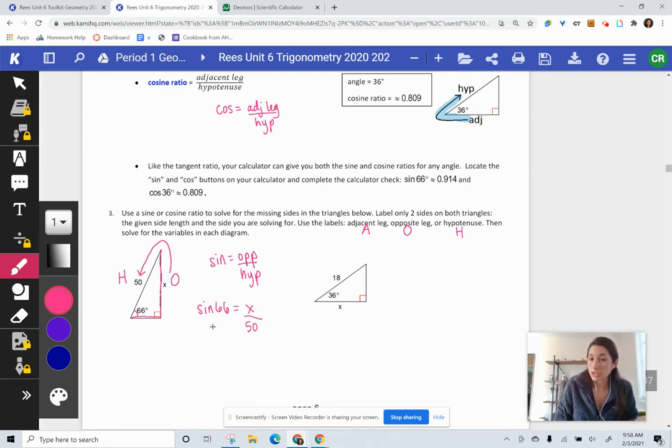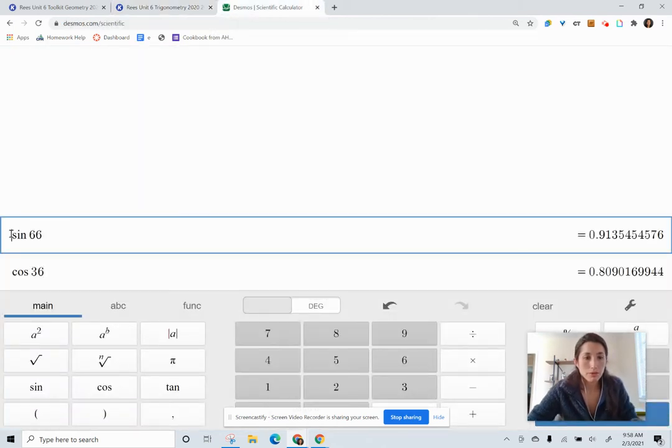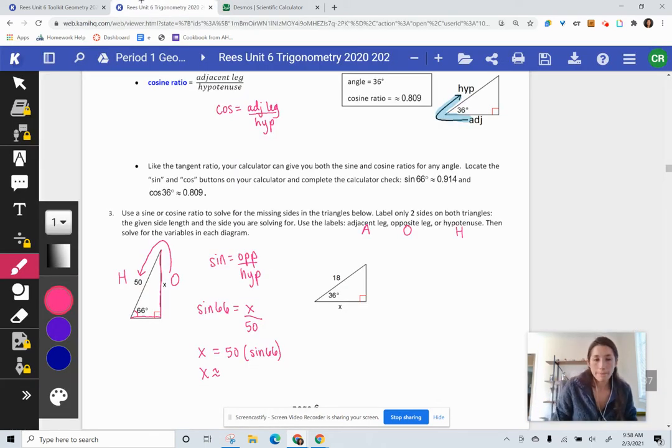So from here, I would just do a cross product. So this would be x multiplied by 1 is 50 multiplied by sine 66. So x is approximately... Now all I have to do is multiply this with 50. I'm going to put a 50 in front of it. So it's going to be 45.677.